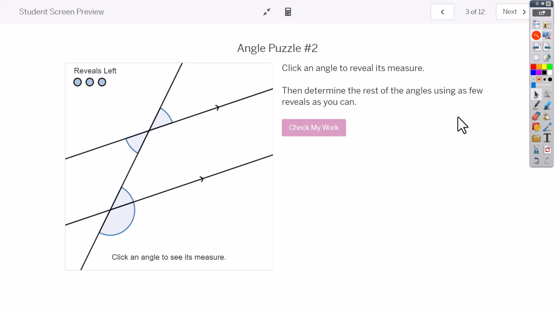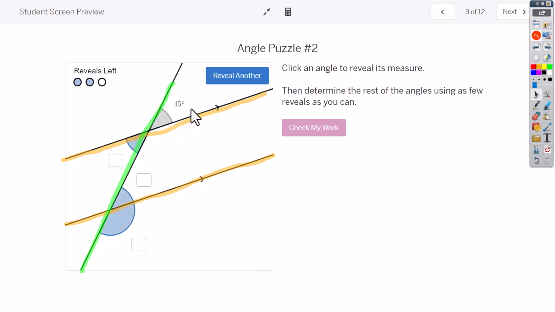This one deals with parallel lines. You'll remember that if I have parallel lines, I'm going to highlight the parallel lines here, and a transversal, that leads to some other congruent angles that have equal measures. Here's my transversal line. Let's go ahead and click on one angle to reveal its measure and see if we can figure out all the others. I'm going to click on this one.